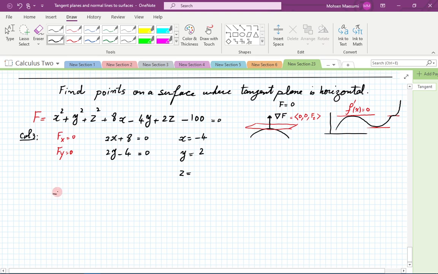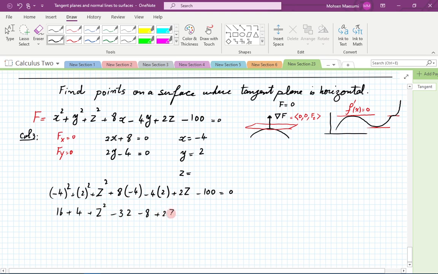So what do I have? Minus 4 squared plus 2 squared plus z squared plus 8 times minus 4, plus minus 4 times 2, and 2z minus 100, that's equal to 0. So 16 and 4 and z squared minus 32 minus 8 plus 2z minus 100 equal to 0.